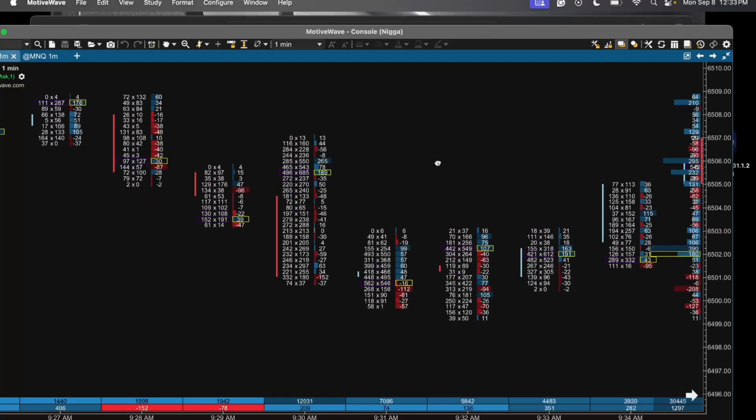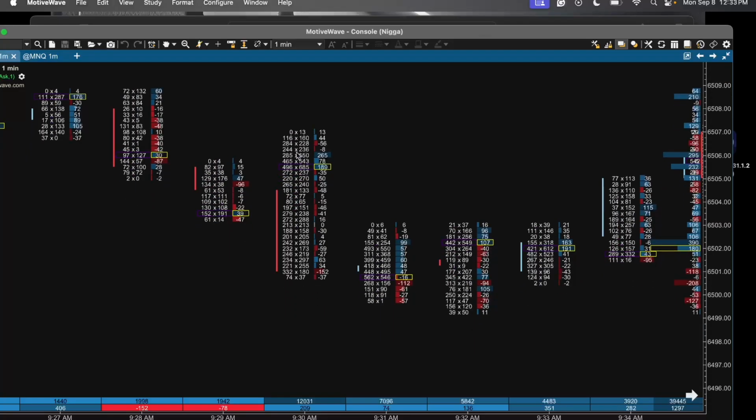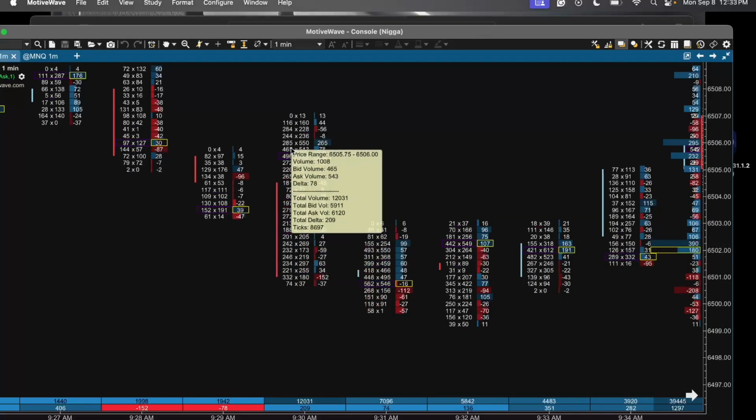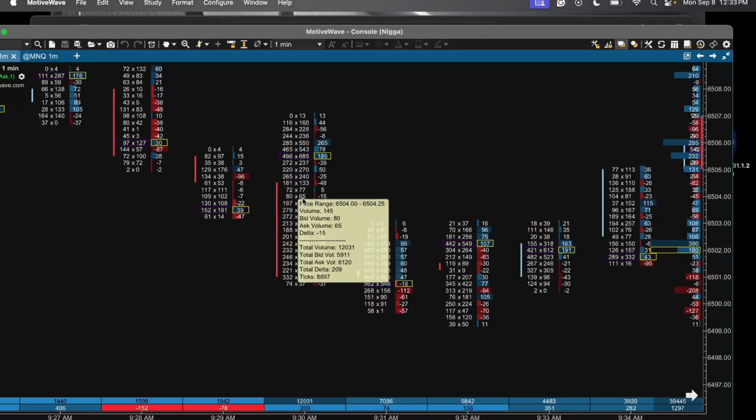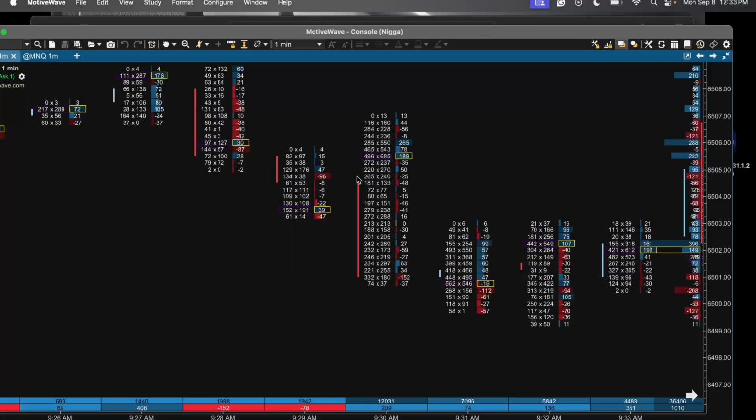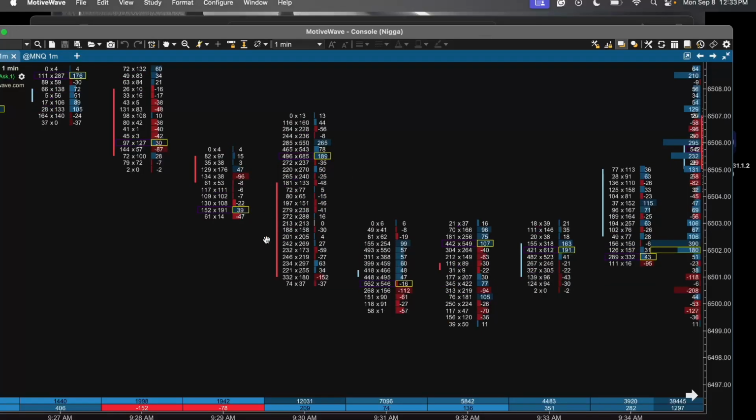All right, so to start off, for the basics, for beginners who don't know how to read a footprint chart, let's ignore all these numbers. Ignore all of these. Okay. What we're going to start off with now is explaining the candles. So these are normal candlesticks. They don't look like normal candlesticks.